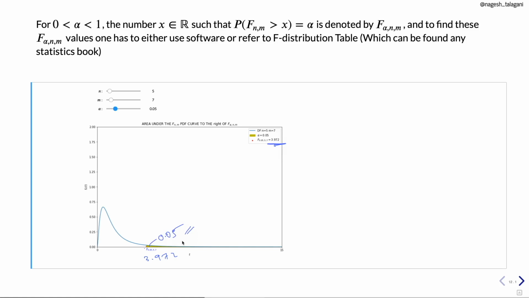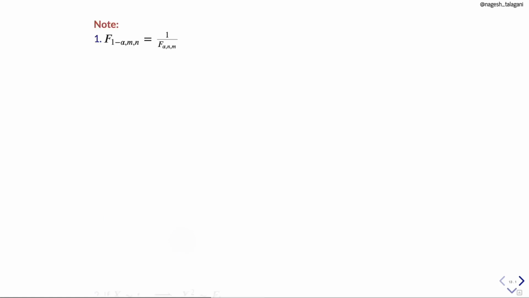Now you can play with this to get the F alpha n,m values for different values of n, m, and alpha. Okay, fine. Note 1: F alpha n,m equals 1 by F 1 minus alpha m,n. Please note the order here. Here we have m,n, here we have n,m.